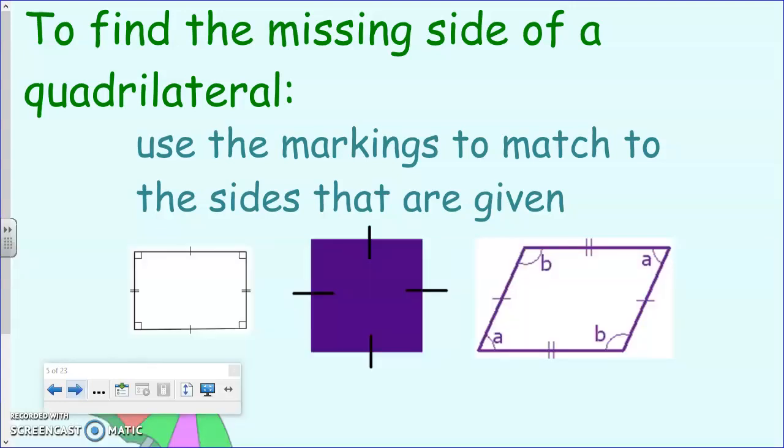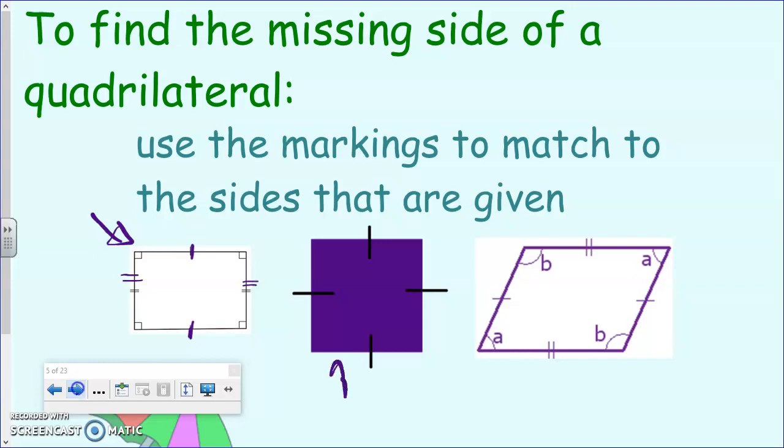For example, here I have a rectangle, and rectangles we know have opposite sides that are congruent. So that means the top and the bottom are going to have to be the same, and the left side and the right side are going to be the same.